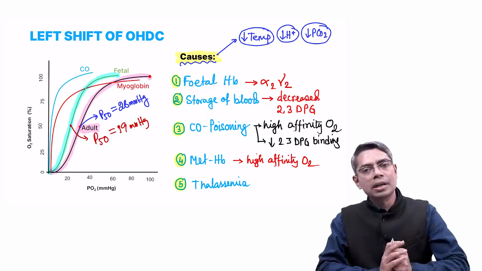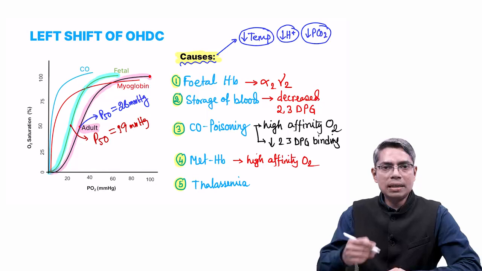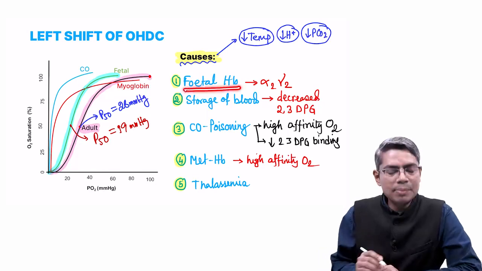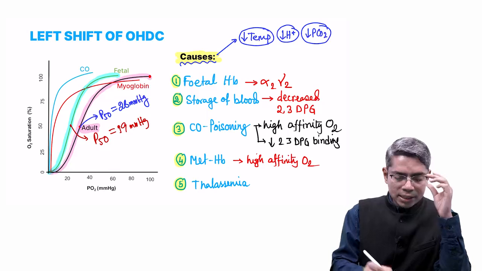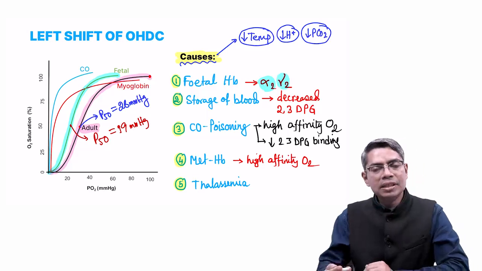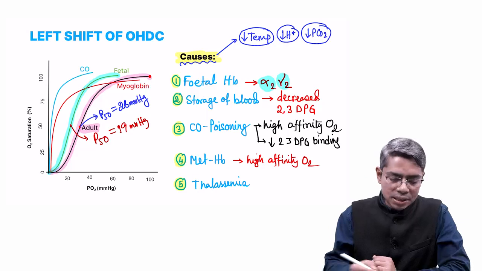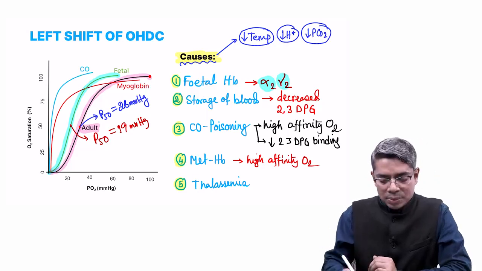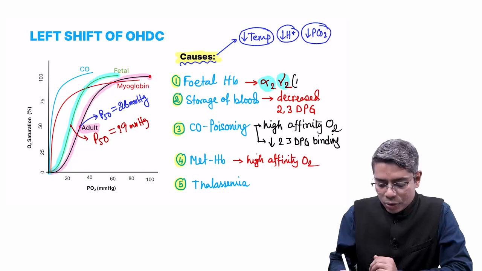So now we are going to understand what is the cause of the left shifting in case of fetal hemoglobin. Fetal hemoglobin contains which chains? Two alpha chains and two gamma chains. Can the gamma chain or alpha chain bind with 2,3-DPG? The answer is no, because 2,3-DPG binds with only the beta chain. So there is no 2,3-DPG binding in this hemoglobin.